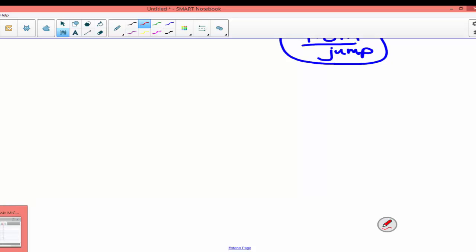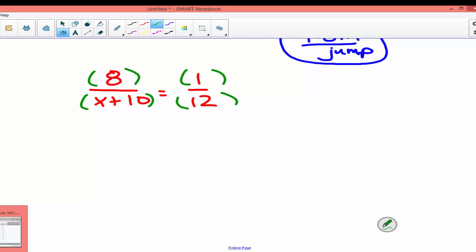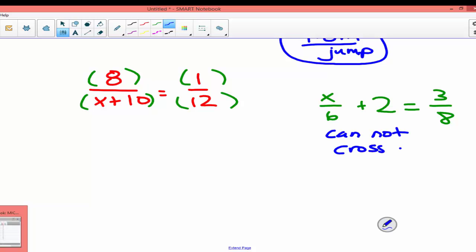So I want to just go back to proportions for a minute. And if you have a proportion with a plus or a minus in it, you can still solve that by cross multiplying, because in these fractions, these are grouped. The only thing you can't solve by cross multiplying is if you have something like x plus over 6 plus 2 equals 3 over 8. Cannot cross multiply. You'd have to subtract the two, get the numbers together, and then cross multiply. But over here on the left, you can cross multiply.